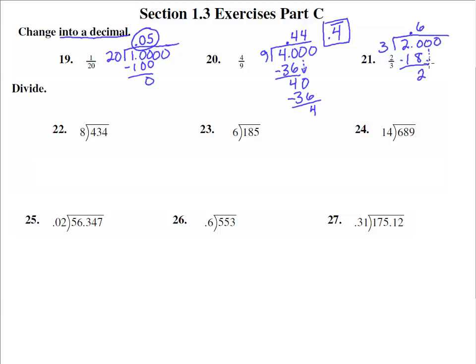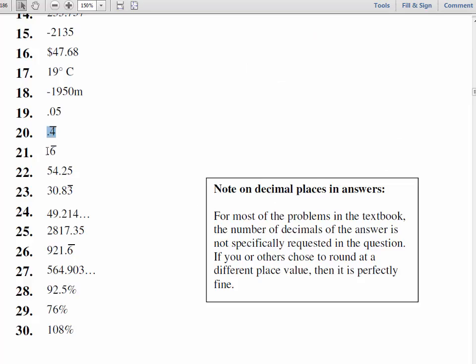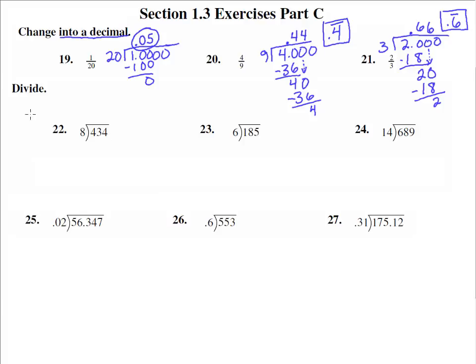Bring down that 0 there. 3 goes into 20. How many times? 6. Hey, that was what we had before. 6 times 3 is 18. Subtract, we get a 2. Bring down a 0. We're going to keep going 20, 20, 20. So this is 0.66666 on forever. Do 0.6 with a bar over it. 0.6 repeater. Let's double check our answer. Yes, indeed, that is correct. Good. So let's try the next set.